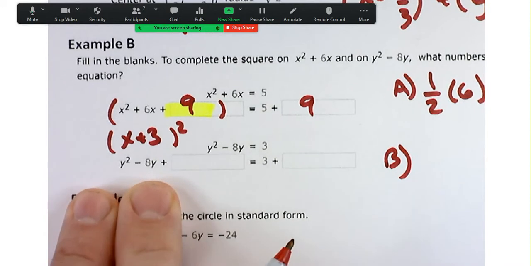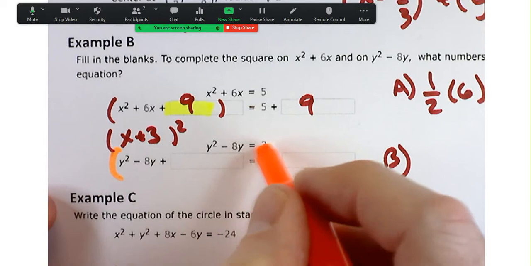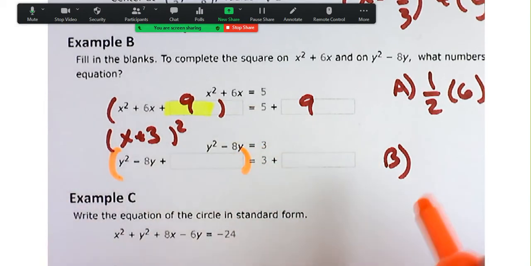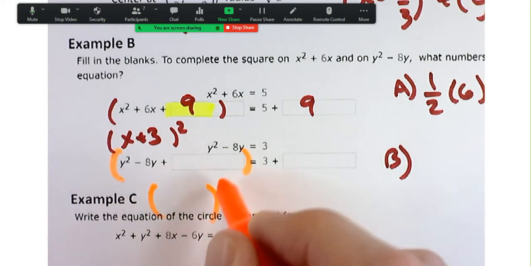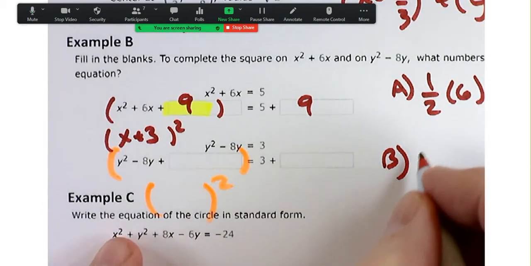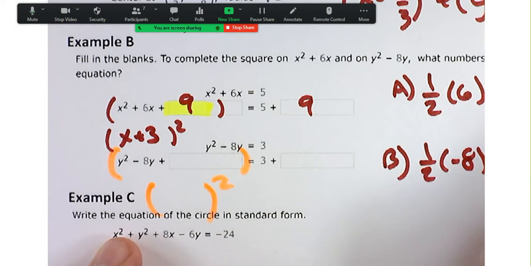Now let's practice that again right here. So we got y squared minus 8y plus something equals 3 plus something. So what I want to do is figure out what I have to put right here to make this a perfect square trinomial. So what number am I going to add there so that this is the square of some binomial? Well done. Thank you. So half of negative 8 is negative 4.